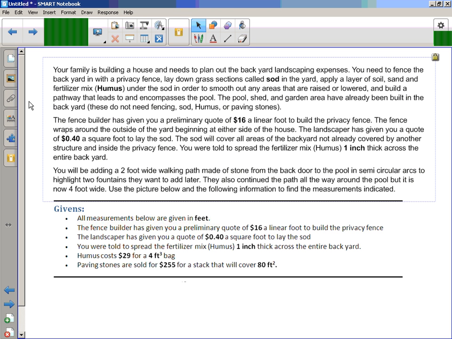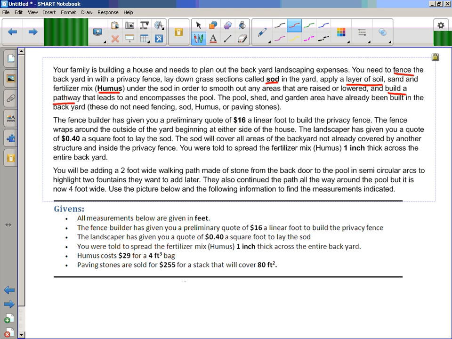Your family is building a house and needs to plan out the backyard landscaping expenses. You need to fence in the backyard with a privacy fence. We're going to lay down grass sections called sod. We're going to apply a layer of soil, called humus, under the sod in order to smooth out any areas that are raised or lowered, and build a pathway. That's the final thing. So build a pathway that leads to and encompasses the pool.